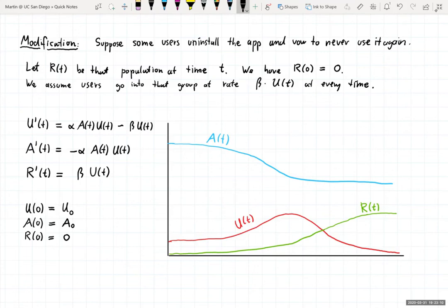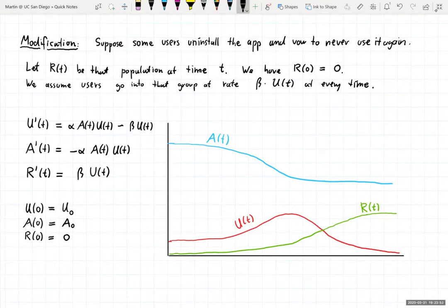So let us suppose that R of t is precisely that population at any time t. Let's say as the app goes online, at time t equals 0, the population is exactly 0. So the population of people who have uninstalled the app at time equal to 0 is exactly 0. So how does this population, the third population group, change?